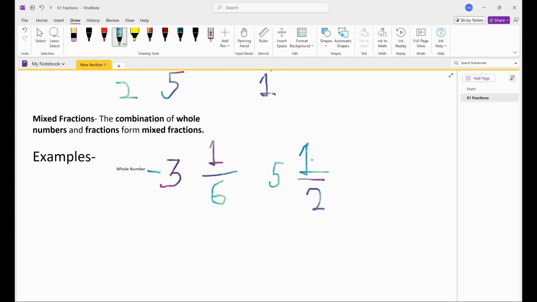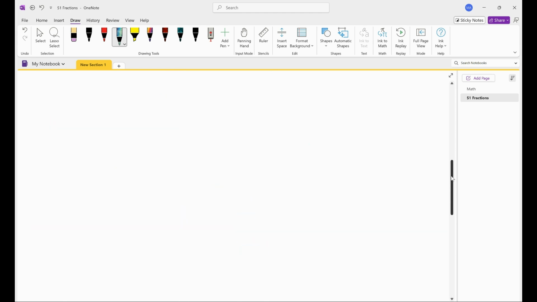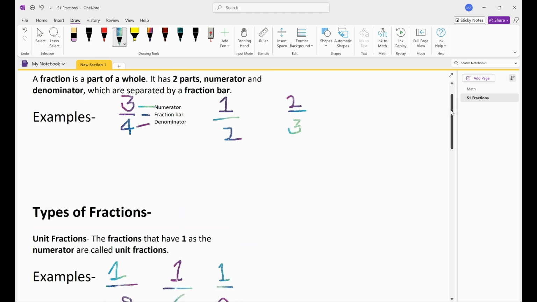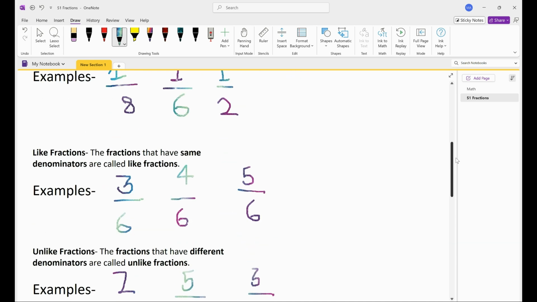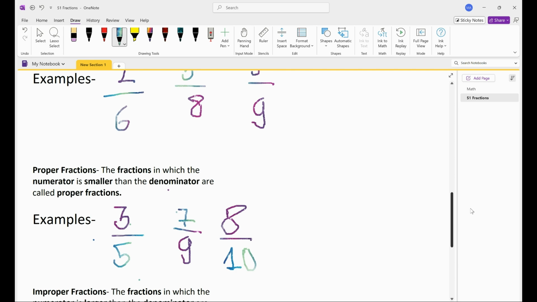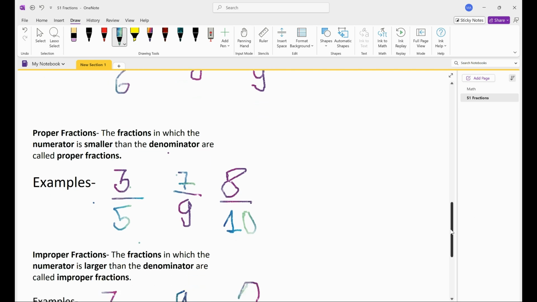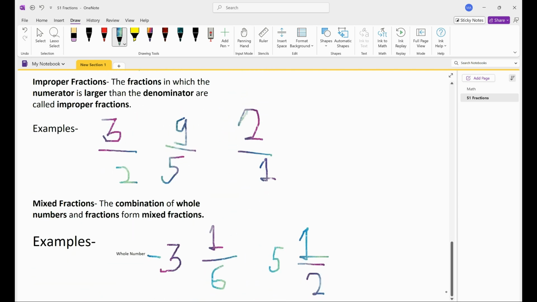So today we learned about fractions. There are many types of fractions, and some of them are unit fractions, like fractions, unlike fractions, proper fractions, improper fractions, and mixed fractions. Now, in the next session, we will learn conversion of improper fractions into mixed fractions and conversion of mixed fractions into improper fractions.